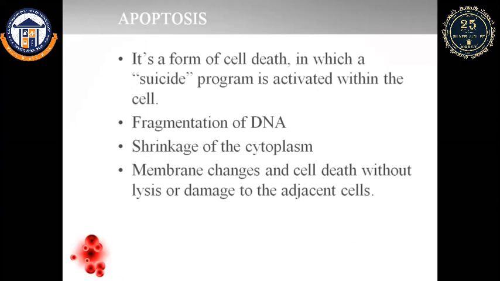Apoptosis is a form of cell death in which the suicide program is activated within the cell. The process takes place with fragmentation of DNA, the cytoplasm shrinks, and the membrane changes, and the cell dies without lysis or damage to the adjacent cells. If a damaged cell is surrounded by a series of different cells, only the damaged cell undergoes apoptosis.